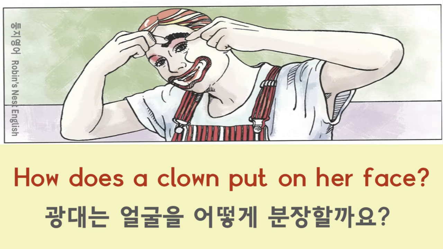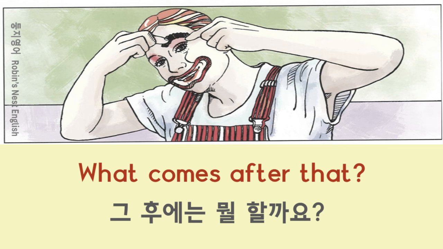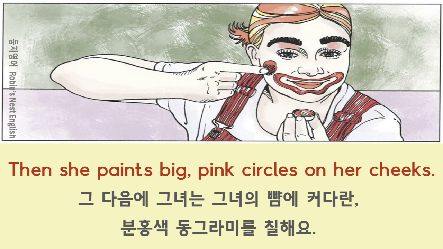How does a clown put on her face? Next, she puts on big fuzzy eyebrows. What comes after that? Then she paints big, pink circles on her cheeks.